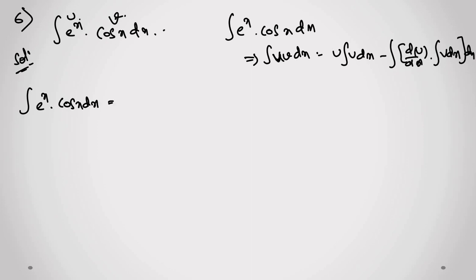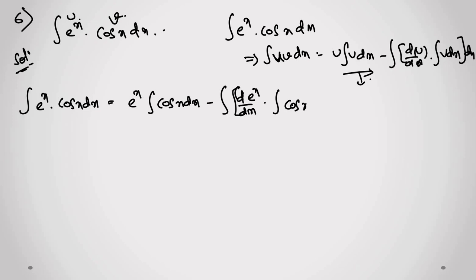Please concentrate on every step, it is very important. Now here I will take e power of x into cos x dx and evaluate it using this formula. So first you have to take e power of x into the integral of cos x dx, minus the integral of d by dx of u, that is e power of x, into the integral of cos x dx, whole dx here.